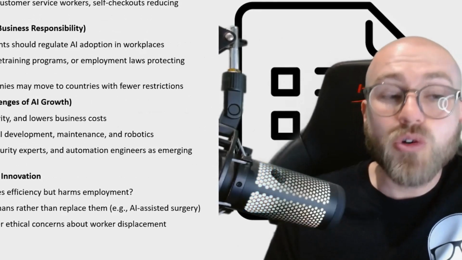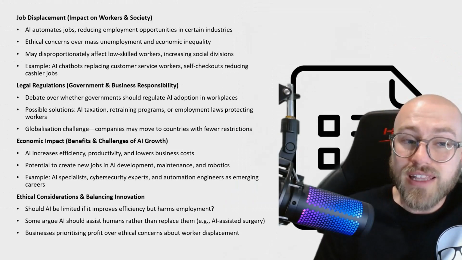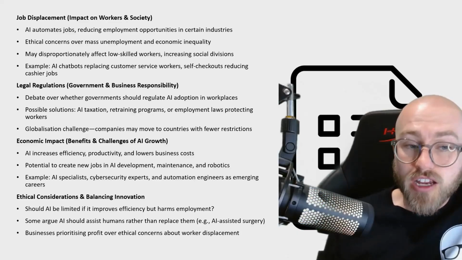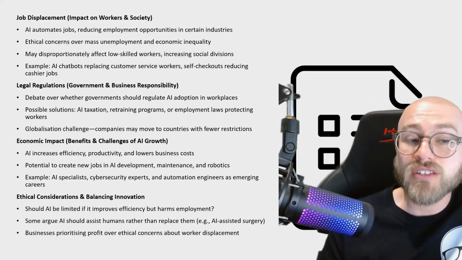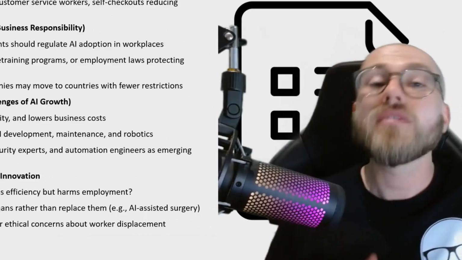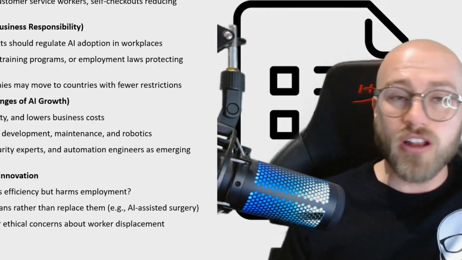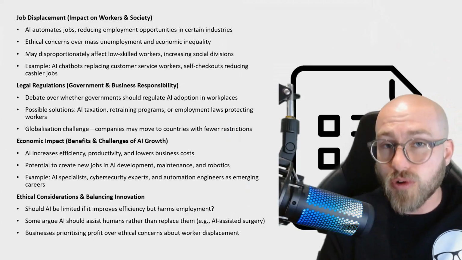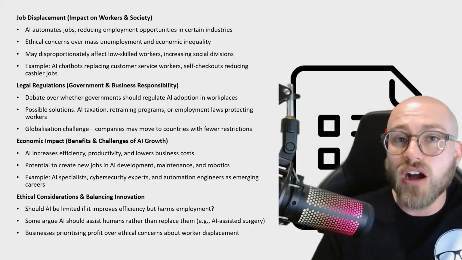So as final points that you could have included in your answer, some ethical considerations. So should AI be limited if it improves efficiency but harms employment? Some people could argue that AI should assist humans rather than replace them. And finally, businesses prioritizing profit over ethical concerns about worker displacement. Now, as I said earlier, all of these are just ideas that you could have written about. It's not an overall list, but generally, as long as you're talking about the topic and those bullet points, you can almost guarantee that you've written enough for that point and you've got yourself some marks in that one.